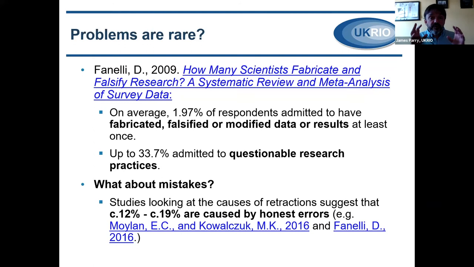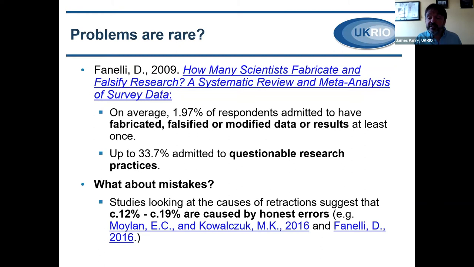The biggest problem are mistakes. We have data showing that a high proportion of papers are retracted because of avoidable errors. Now, every human activity involves errors. That's a fact of life. But there is more we can do here. And there's also evidence that the self-correcting mechanisms of research, such as peer review and retractions, are not nearly as effective as many people would like to think.